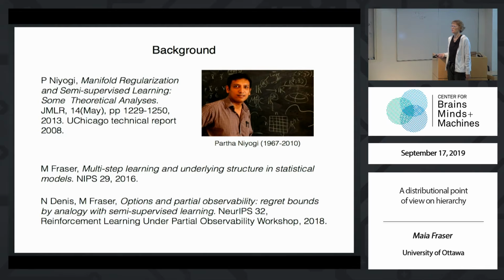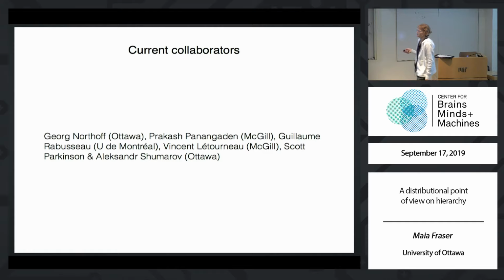And I also have current collaborators with whom I'm working on some of the ideas that I'll be talking about today. So one is Georg Northoff, who's a neuroscientist at Ottawa. So actually, not just a neuroscientist, also a psychiatrist and philosopher. He's a very multidisciplinary person. And then two people in Montreal, Prakash Panangaden and Guillaume Rabusseau. So they're in machine learning, but doing very mathematical work in that context. And then some students, Vincent Letourneau, Scott Parkinson, and Alexander Shumarov.